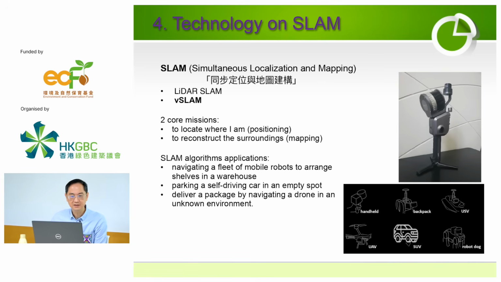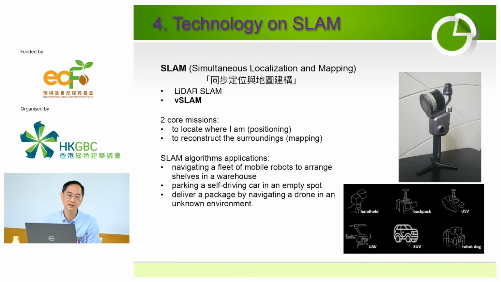Let's go back to our core technology today, SLAM. SLAM is Simultaneous Localisation and Mapping, 同步定位與地圖建構. We call it SLAM. In fact, the old version had LiDAR SLAM only. But now the equipment normally will be equipped with a visual SLAM, RGB. You'll see this one has a camera over here.